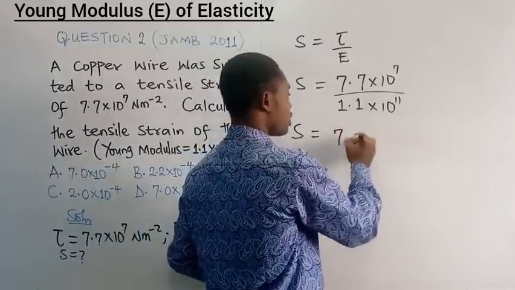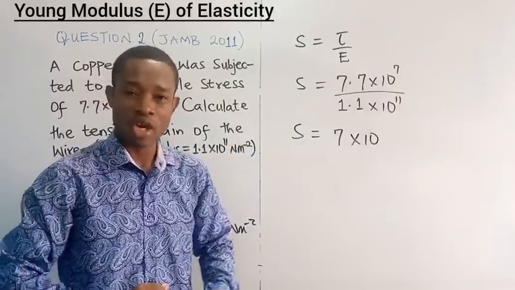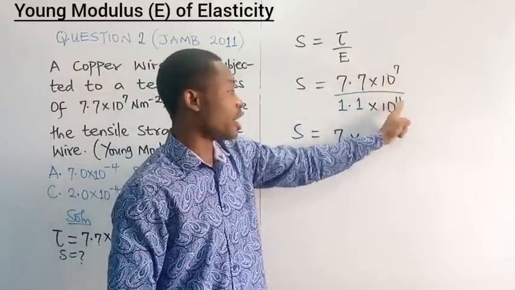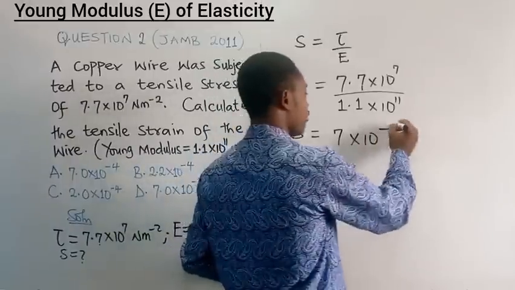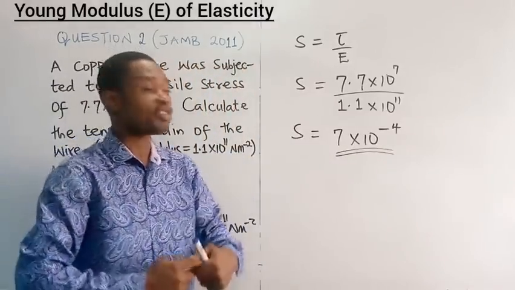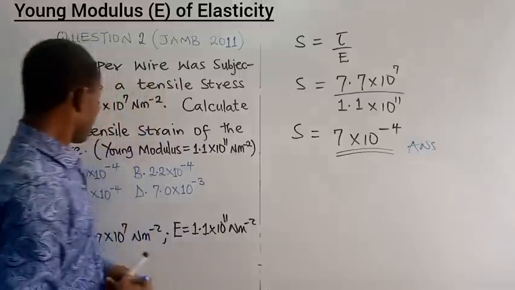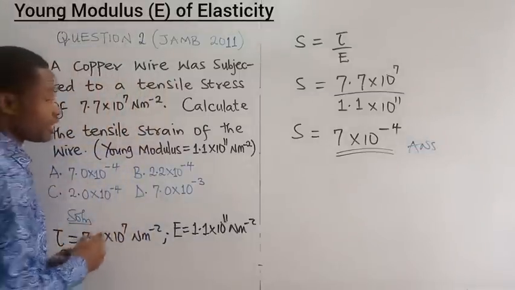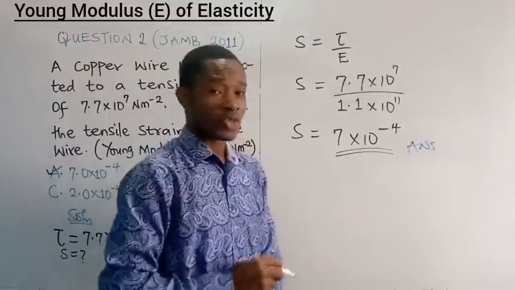So this becomes 7 times 10 to the power of. Now we can work out this using the knowledge of indices. It's going to be 7, then 11 will go up to become minus 11. 7 minus 11 is going to give us minus 4. Remember that strain has no unit. Tensile strain has no unit. So this is our answer. And of course, having done that, if you look at the options provided, the correct answer is option A. And I hope you love this, right?